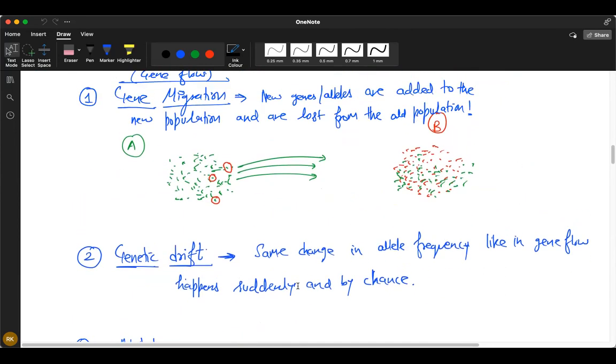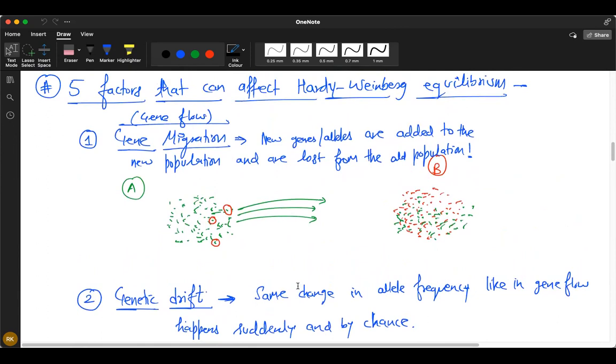For example, remember we talked about, let's say there are two kinds of beetles living in a forest. Gene flow is when slowly one kind of beetles are added to a new population and lost from the old population. But genetic drift is like, let's say suddenly there is a fire in the jungle, or big elephants stampeded that region of the jungle.